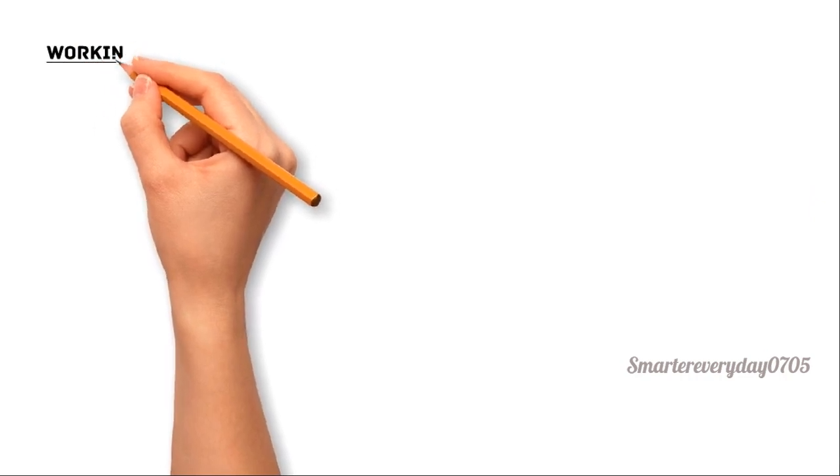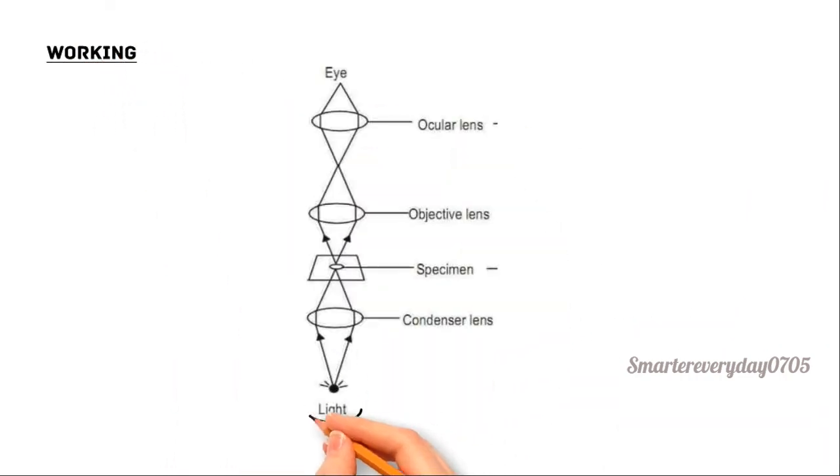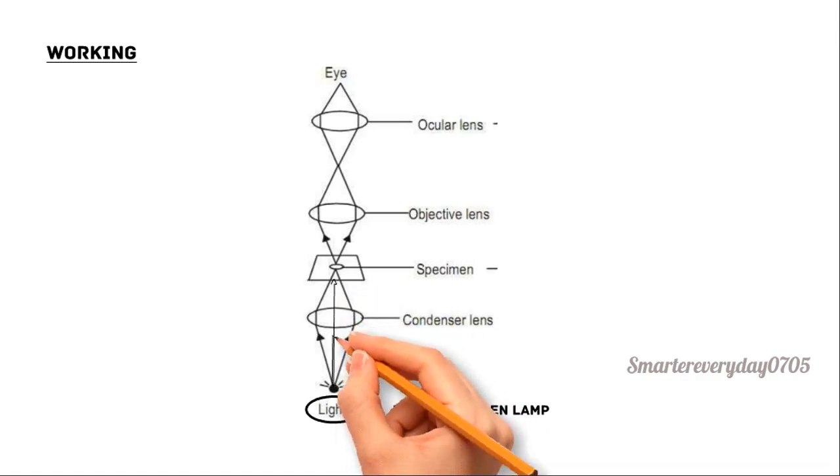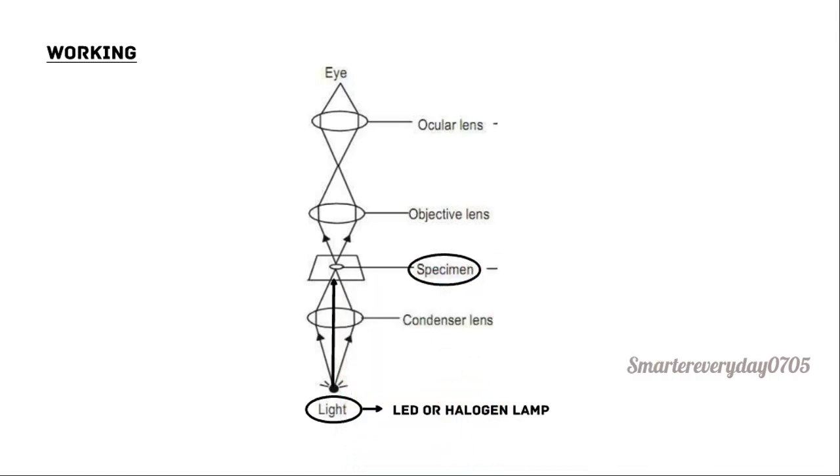Working. The microscope has a built-in light source, typically an LED or halogen lamp, located beneath the stage. This light is essential for illuminating the specimen. The light from the source is focused onto the specimen by the condenser lens. The condenser ensures that the light is concentrated and evenly distributed across the specimen, providing a bright background.